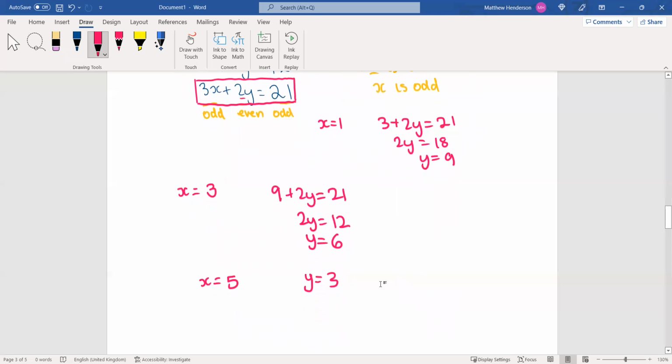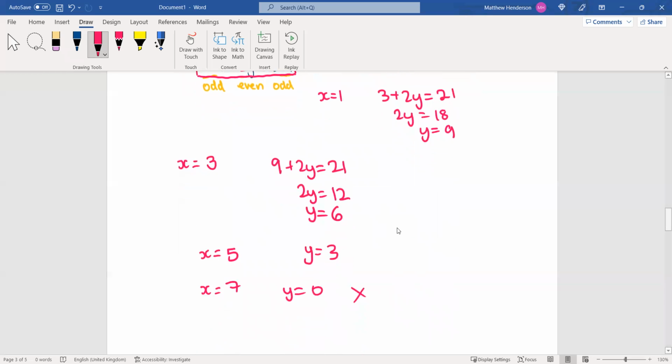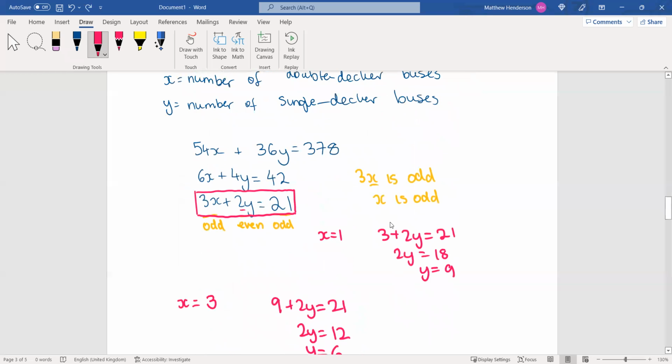Now, in terms of the next solution, straight away I can see that if I was to decrease my Y by the X coefficient again, I'm going to end up with Y is equal to 0. And that's not a possible solution because all the buses need to be filled. So we don't like that solution.